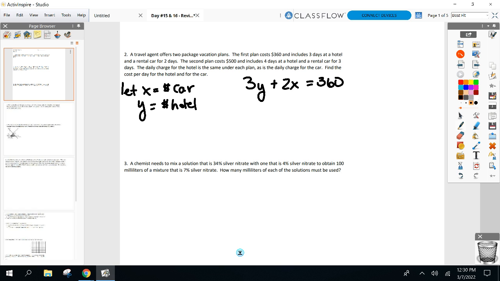And then there's a second plan. I spend 4 days in the hotel and 3 with the rental car. So that would be 4Y and 3X, but now that's going to total 500. In a couple minutes when we're done, I'll let you guys go to work. And like I did on Friday, I'll write all the answers up after we're done. Any questions here? All right, so expect one of those tomorrow.